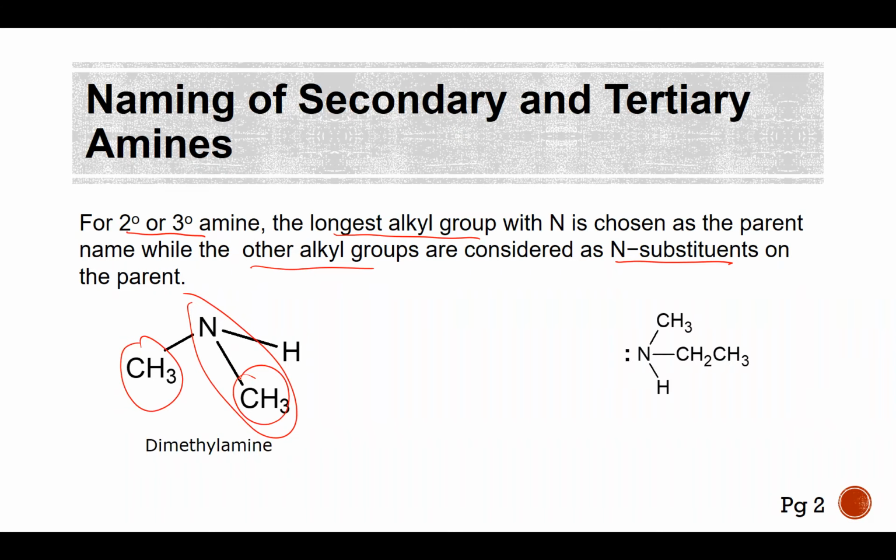For this example, the longest continuous chain is this. So that will become the parent, which is ethylamine. The methyl substituent is bonded to nitrogen, so we give it an N-methyl. This is to tell us that the methyl substituent is bonded to nitrogen, not at the hydrocarbon parent chain.